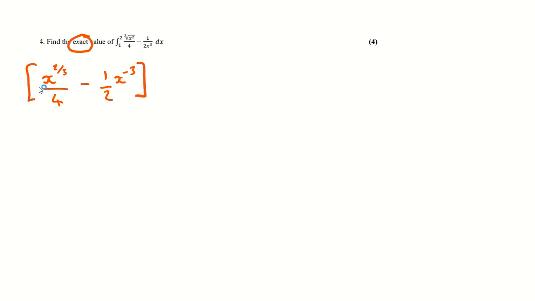All right, we're going to be integrating that with respect to x. Don't need those square brackets at that point. We'll add 1 to the power and divide by the new power. So we will start with x to the power of 5/3 all over 4, and then we divide by 5/3, which means multiplying by 3/5. Then we subtract 1/2 times x to the power of, well, adding 1 to the power gives x to the power of -2, divided by -2.